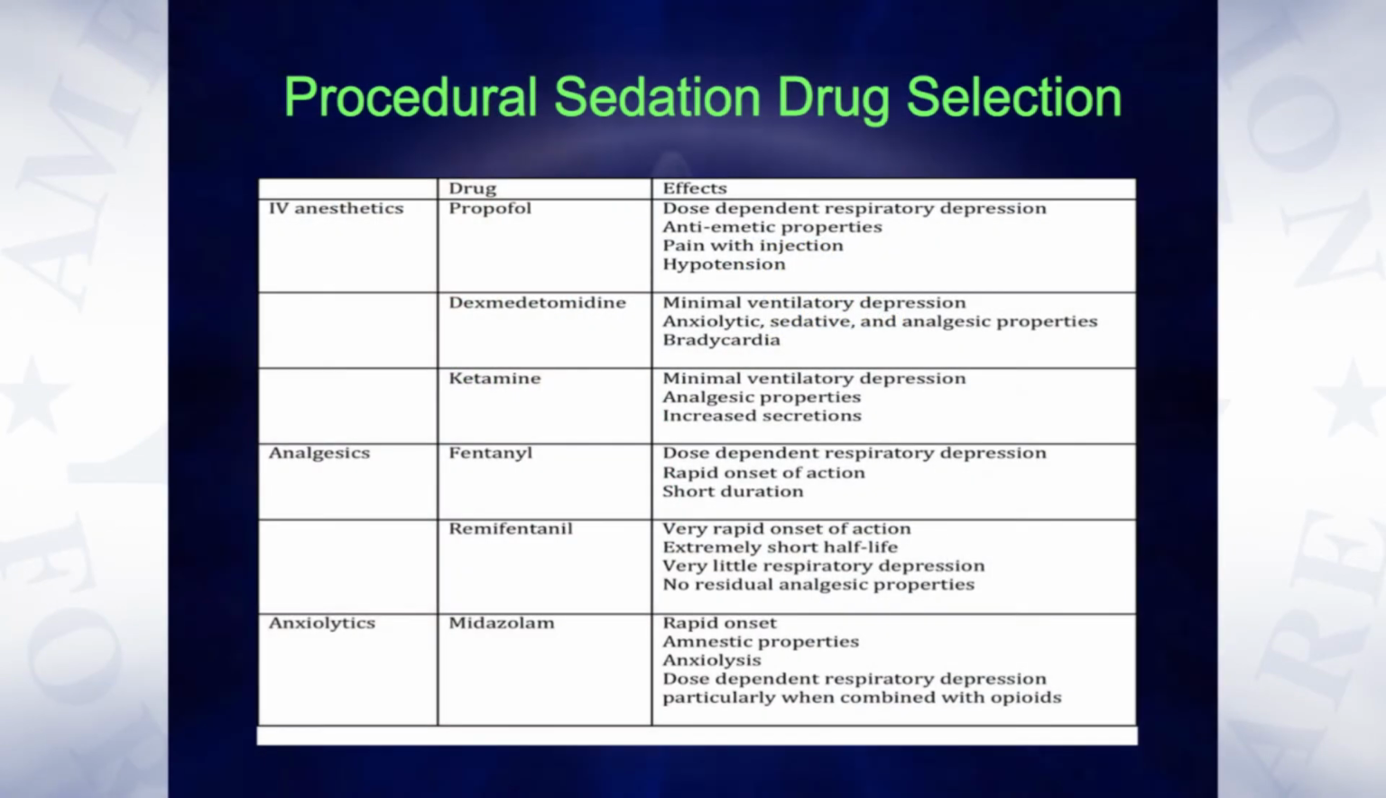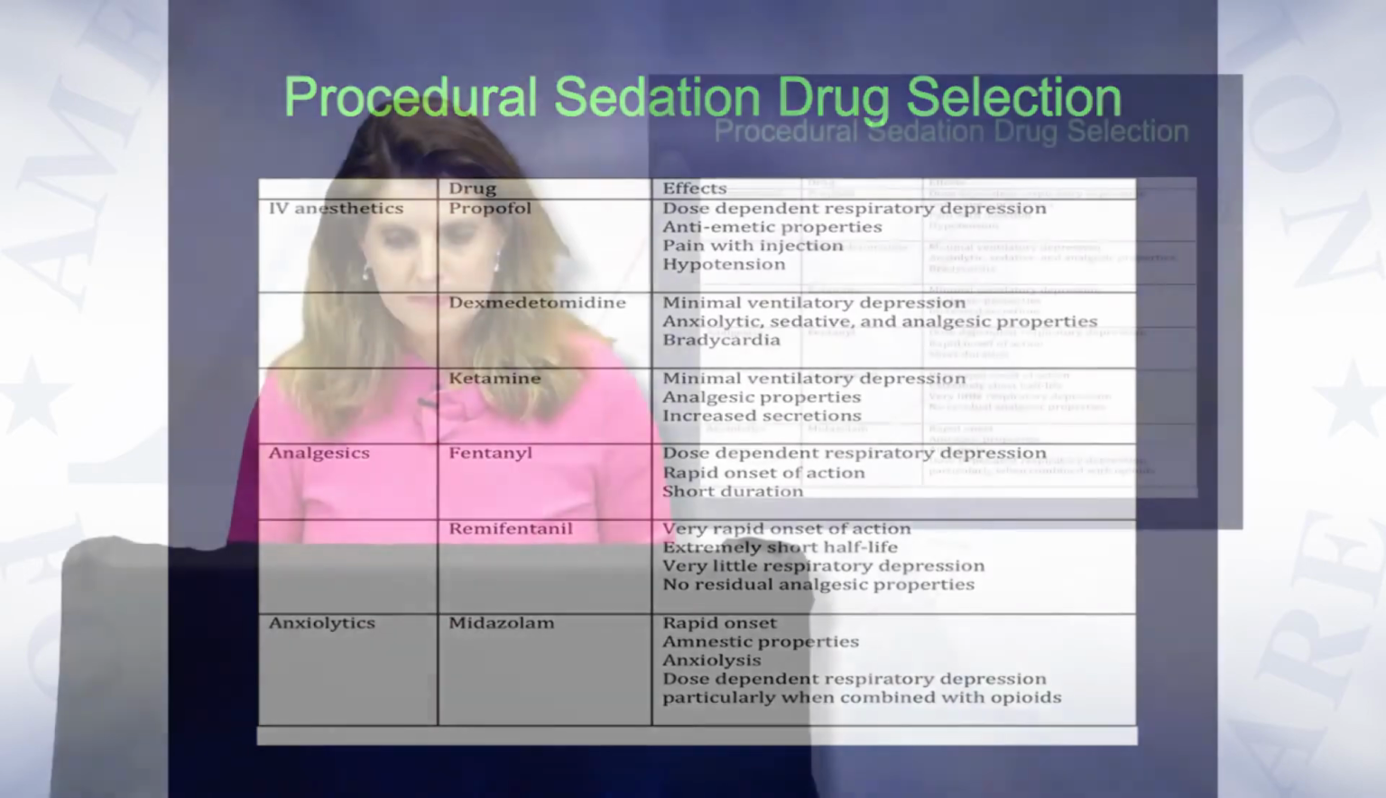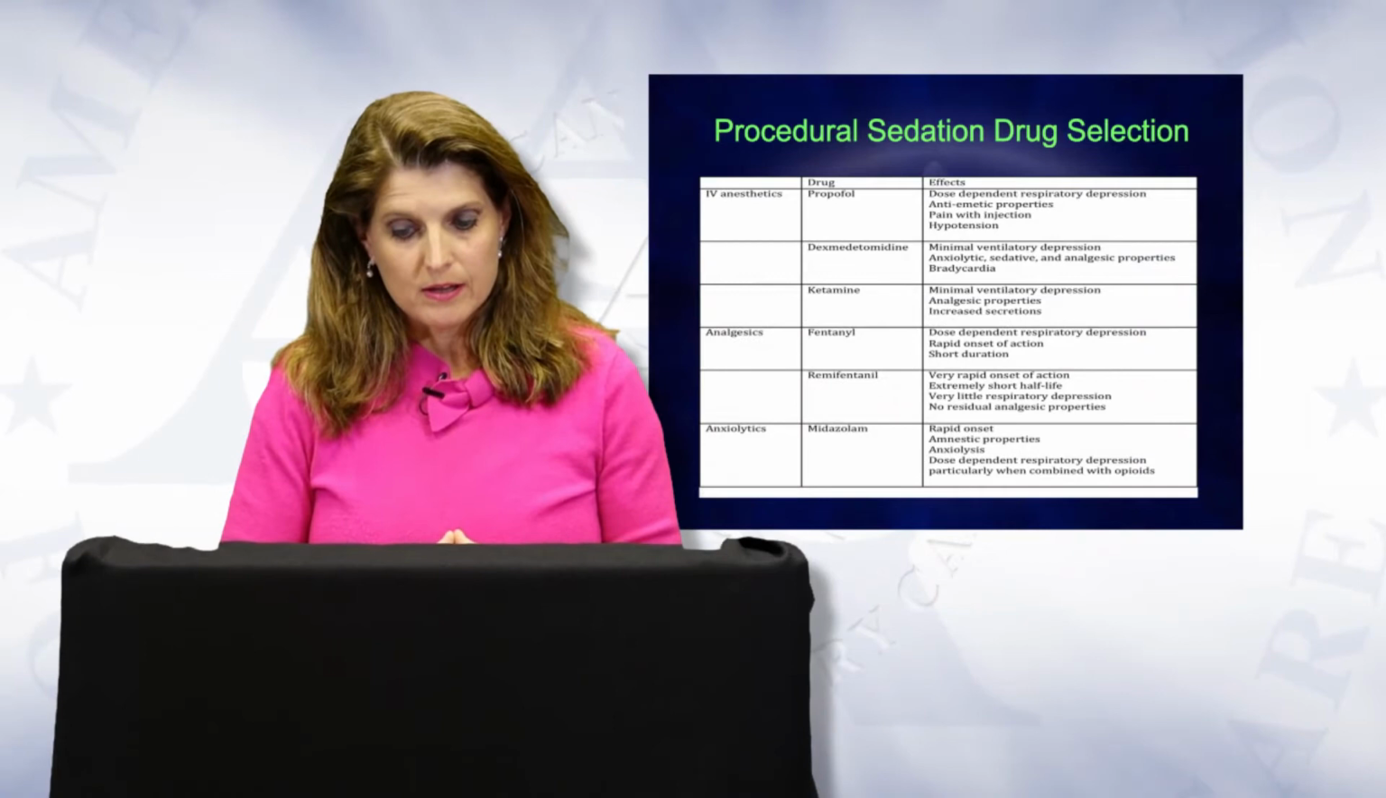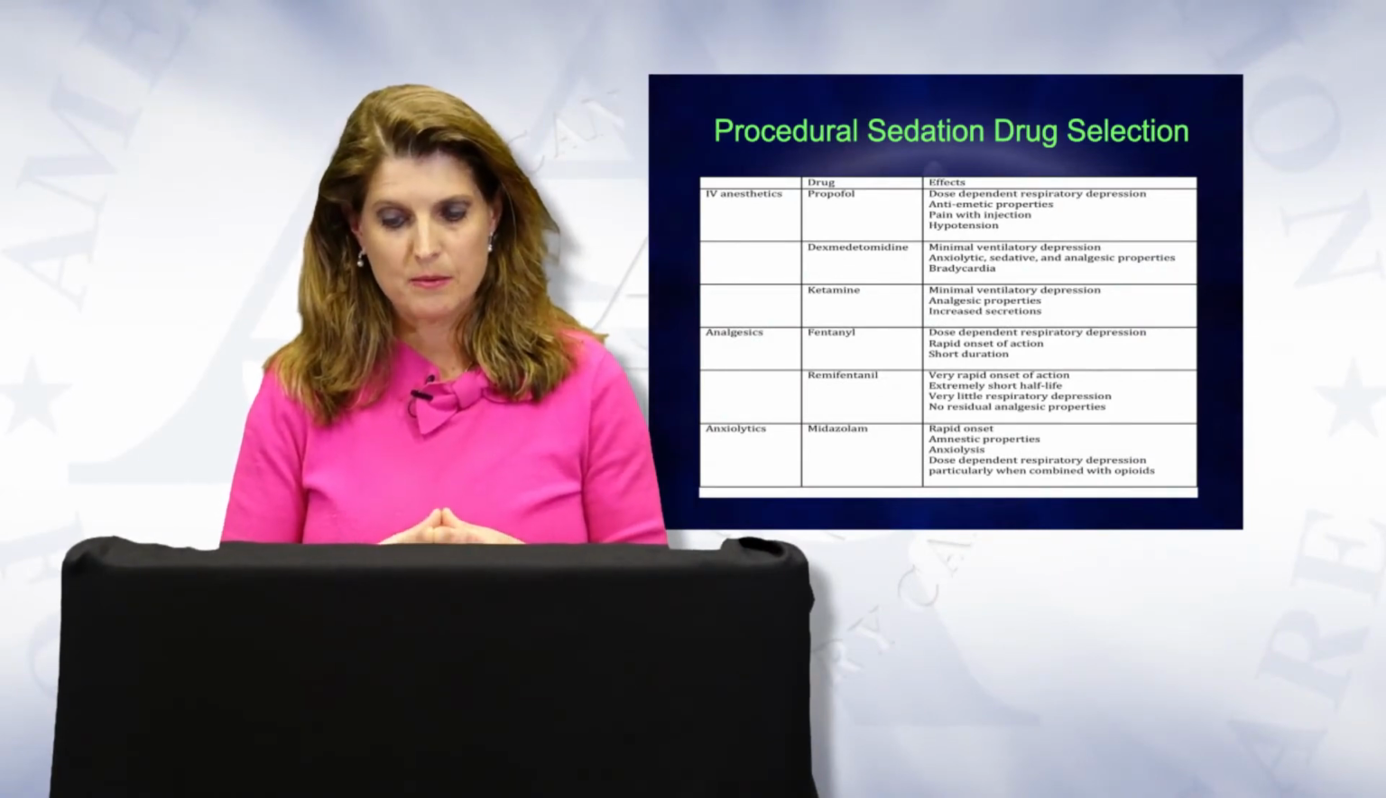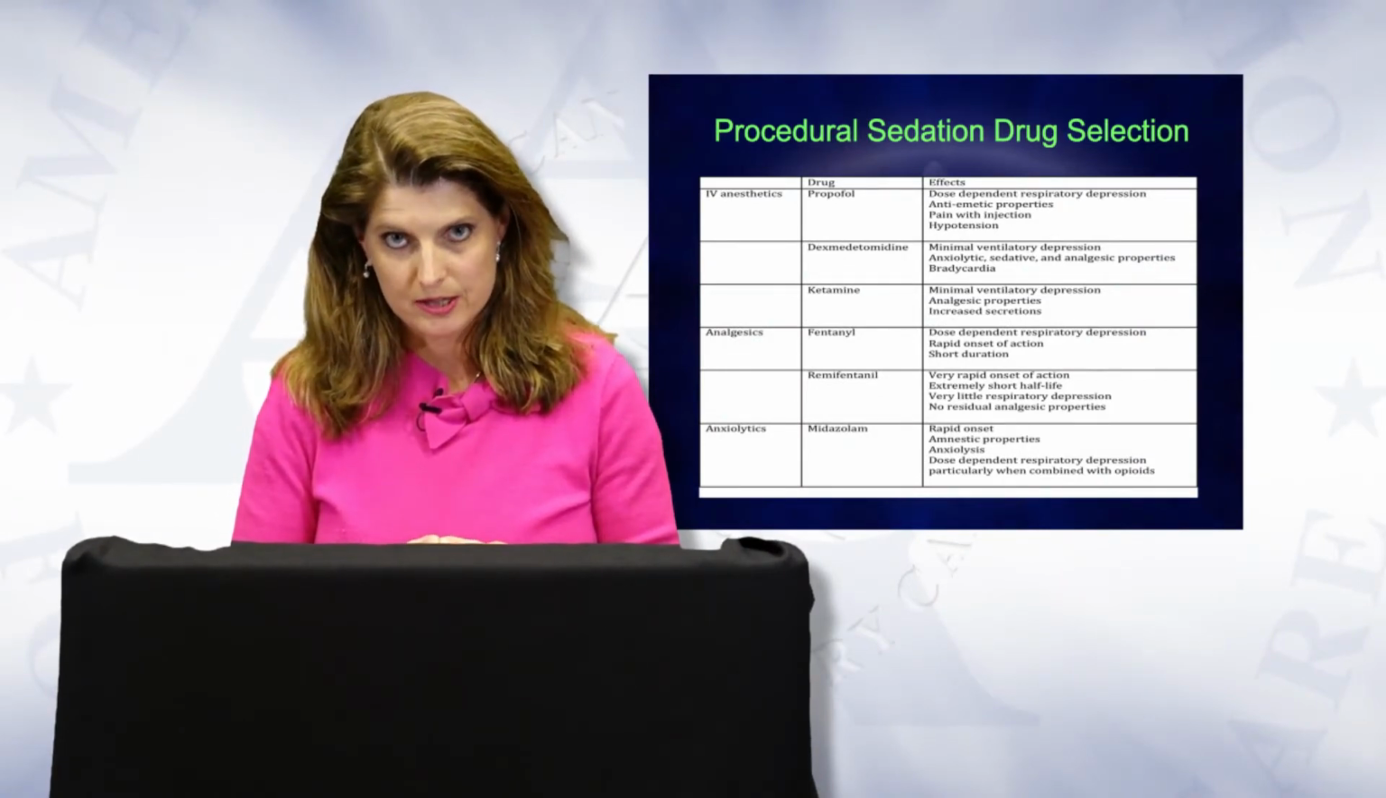Now, when you look at procedural sedation drug selection that an anesthesiologist would choose from, we've got our IV anesthetics: propofol, dexmedetomidine, also commonly known as Precedex, and ketamine; analgesics such as fentanyl and remifentanil; and anxiolytics such as midazolam. Each of these drugs has its pluses and minuses. For example, propofol, we all know, is associated with dose-dependent respiratory depression.